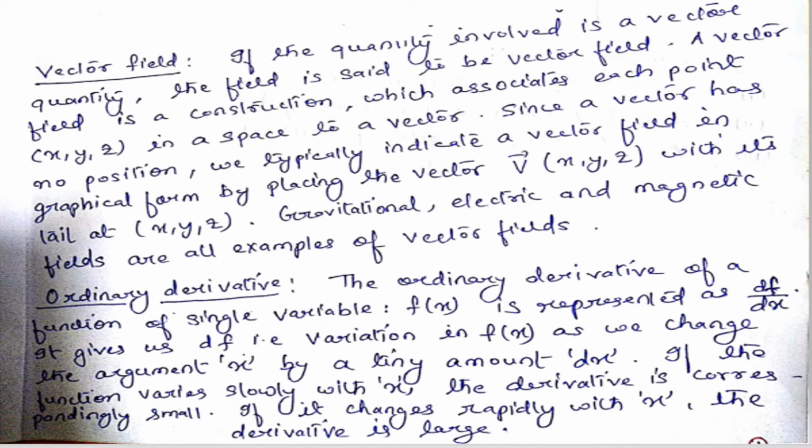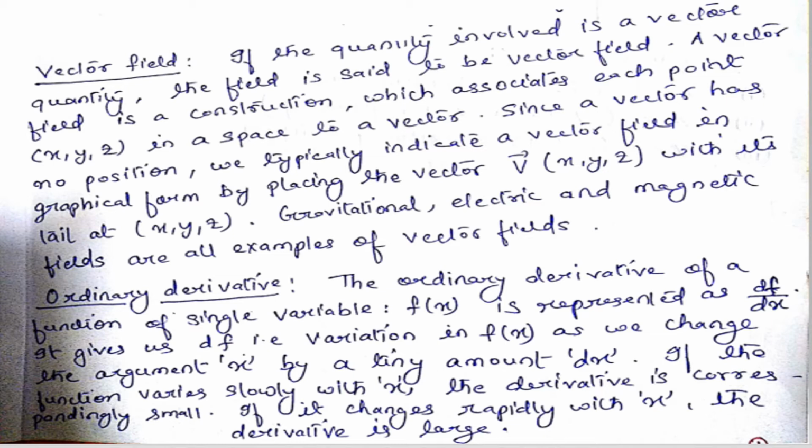So I have discussed two types of field, scalar field and vector field. Now the next part I am going to talk about is the ordinary derivative. What is an ordinary derivative? I can also ask, what do I mean by the derivative of a vector? That also I'm going to talk about. Now if you talk about the ordinary derivative of a function of a single variable, what do I mean by that?